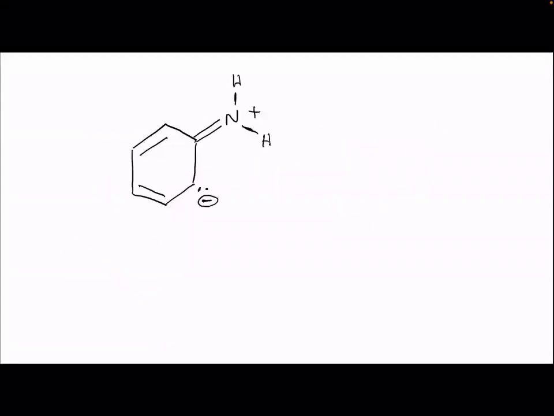Let's do part B of the question. Here we have a ring with, again, a carbon atom. There's a carbon atom right here that has a lone pair of electrons with a negative charge. And then you have a nitrogen atom with a formal positive charge.